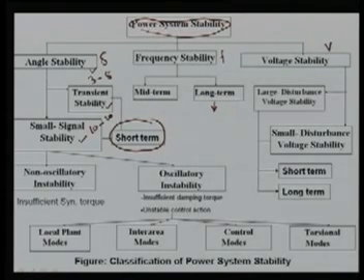One is your large disturbance voltage stability, another is your small disturbance voltage stability. Here again it is based on the disturbance. So if the disturbance is severe, then if you are analyzing your stability, it is voltage stability with the large disturbance. Large disturbance means, for example, if there is a tripping of a transmission line, tripping of generators, or some three-phase fault, then it is voltage stability with the large disturbance.